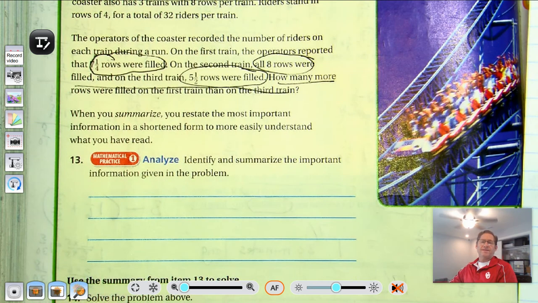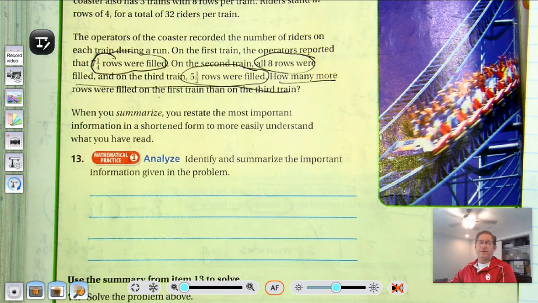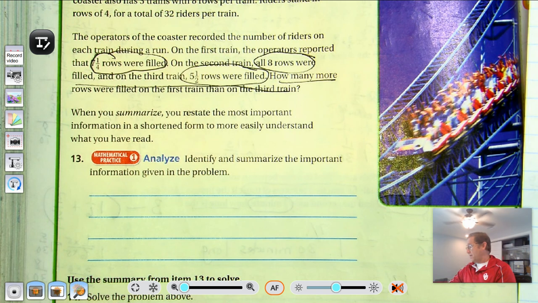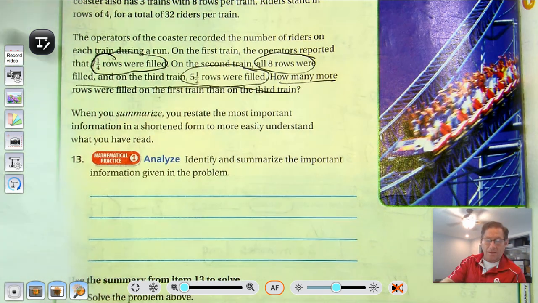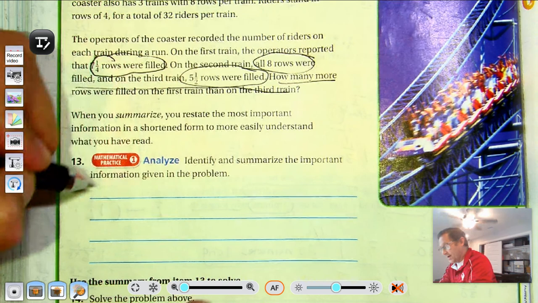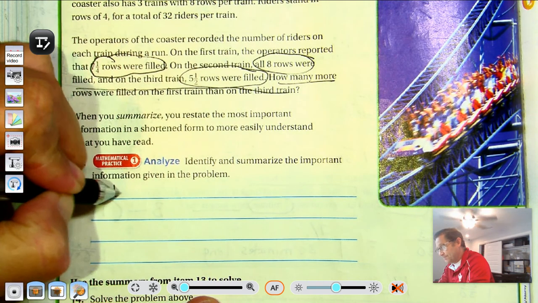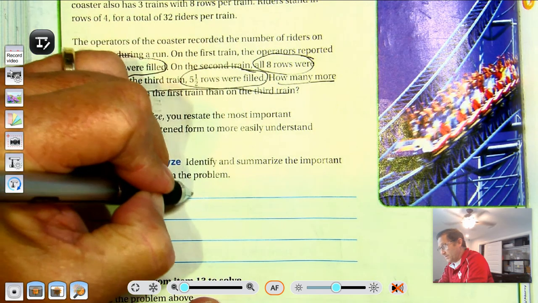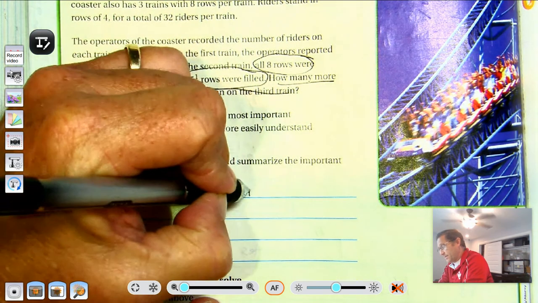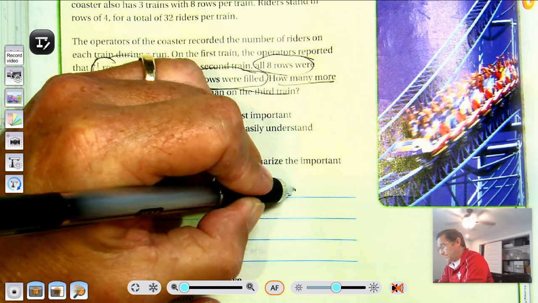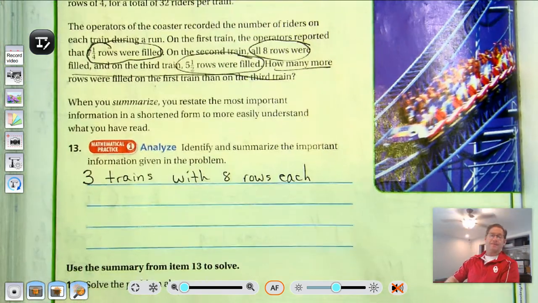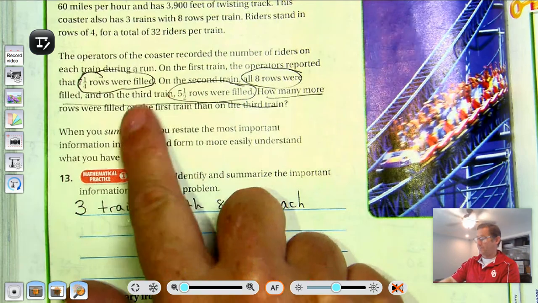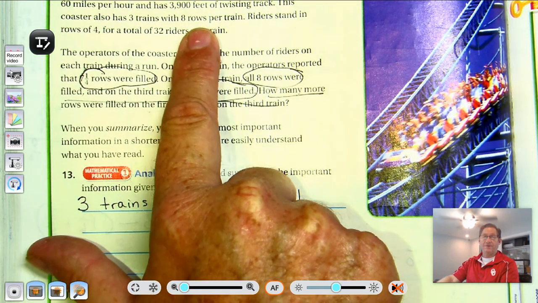So when you summarize, you restate the most important information in a shortened form to more easily understand what you have read. Okay. Identify and summarize the important information given in the problem. Okay, so we know that there are 3 trains with 8 rows each. Right, we got that from right up here. 3 trains, 8 rows per train.